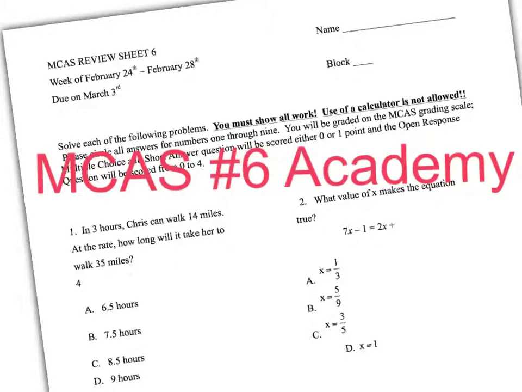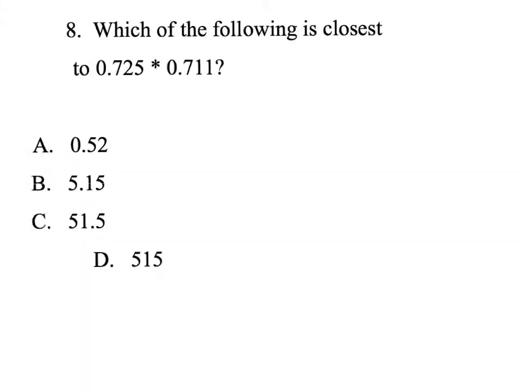MCAS number 6 Academy online, and this is for number 8. All right, so this question is understanding decimal multiplication, and it says which is the closest. So that's an assumption that things have been rounded. All right, so we're going to just have to show the work, so we're going to have to multiply these numbers out.